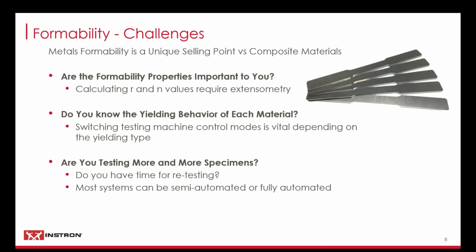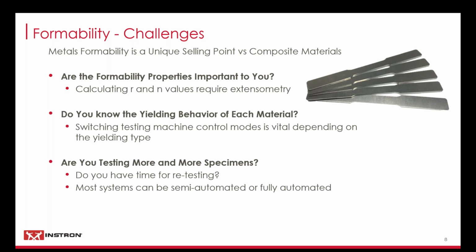So getting on to formability challenges, certainly metals' formability is a unique selling point versus composite materials. Some questions I would think about are, are the formability properties important to you? Calculating R and N values requires extensometry, as I'm sure many of you are aware. Some other questions would be, do you know the yielding behavior of your materials?